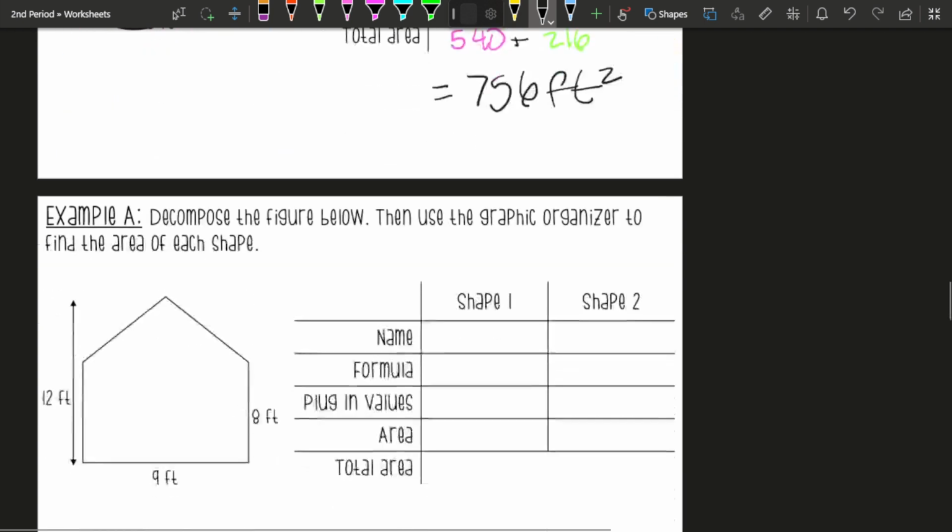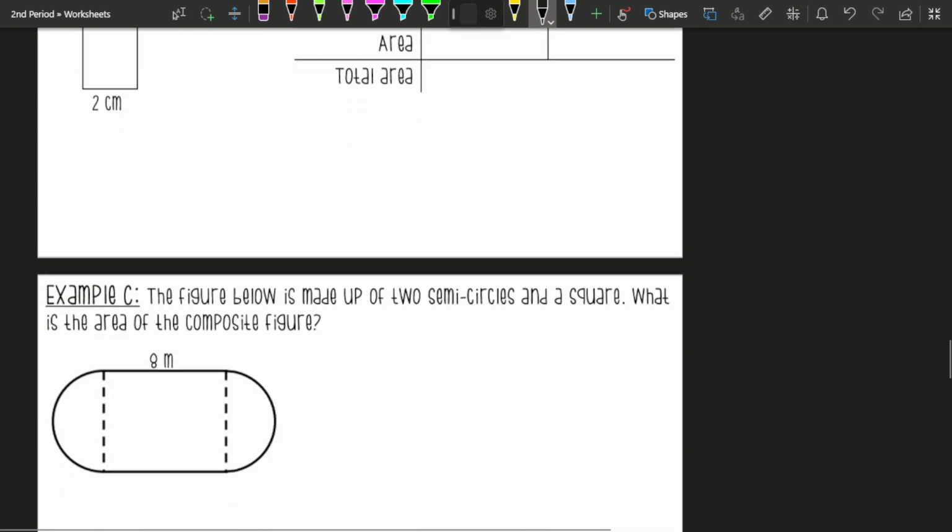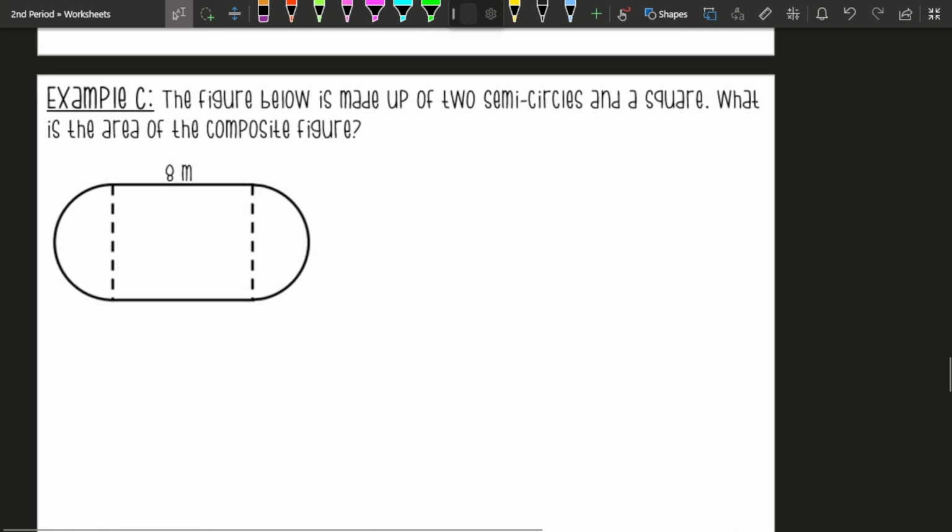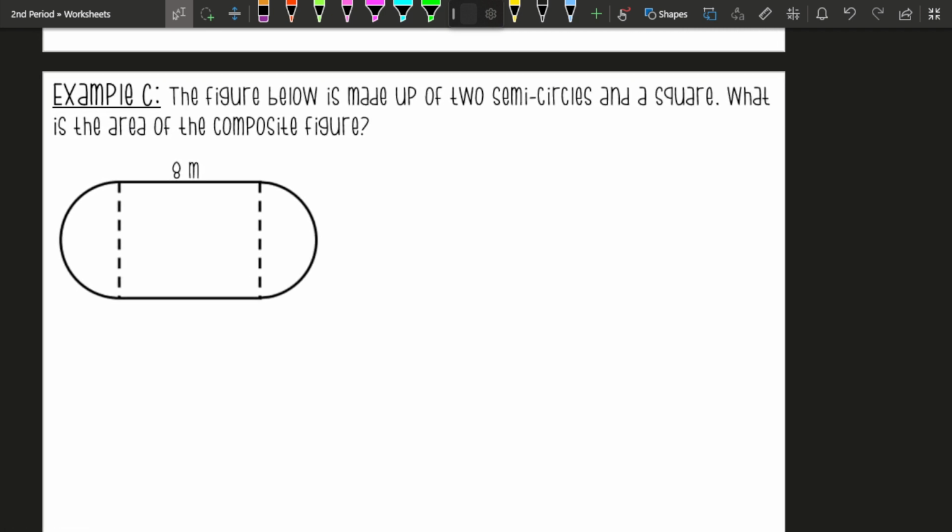All right, let's look at this one right here. This is the last one I'm going to do. Example C. The figure below is made of two semicircles and a what? A square. Even though it doesn't look like a square, it's a square. And what do we know about the square? It has even sides, the same length, right?